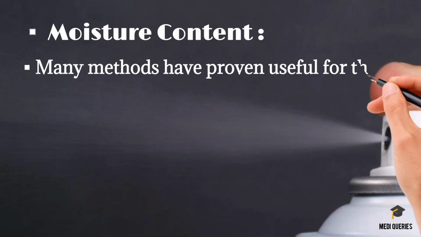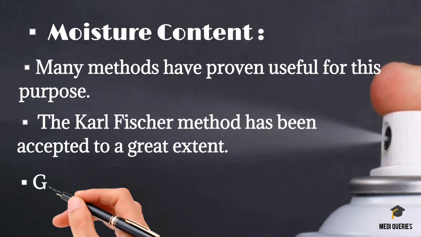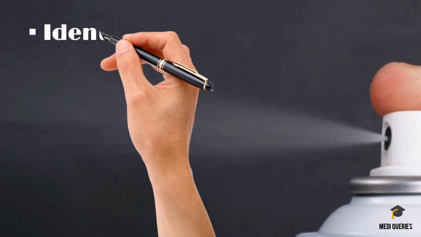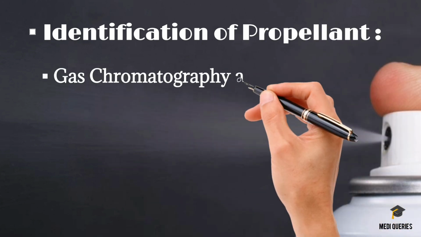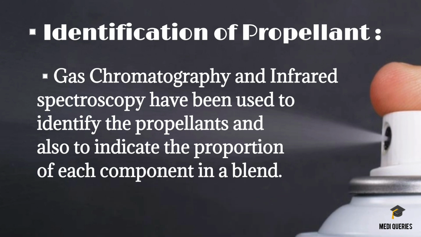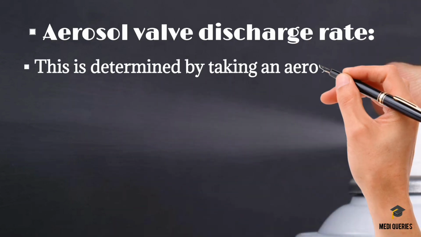And the next test is the moisture content. Many methods have proven useful for this purpose. The Karl Fischer method has been accepted to a great extent, and sometimes gas chromatography has also been used to determine the moisture content of the product. Identification of the propellant: this is done by using a gas chromatography technique, and infrared spectroscopy has also been used to identify the propellants and to indicate the proportion of each component in the blend.